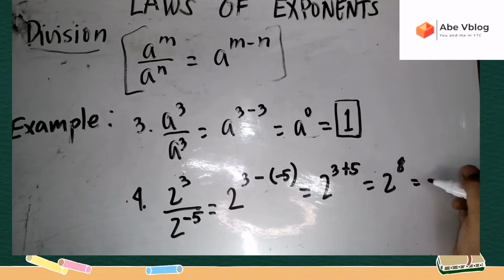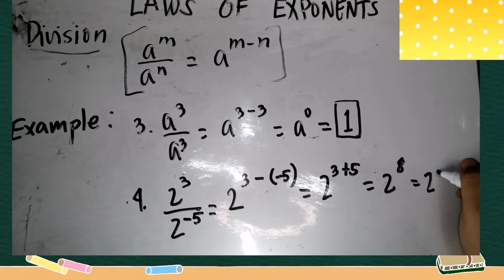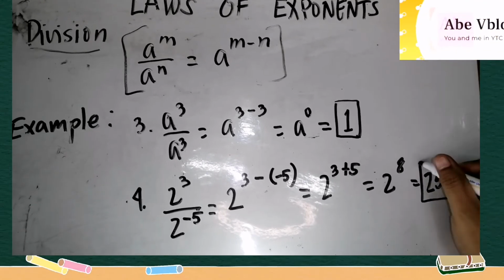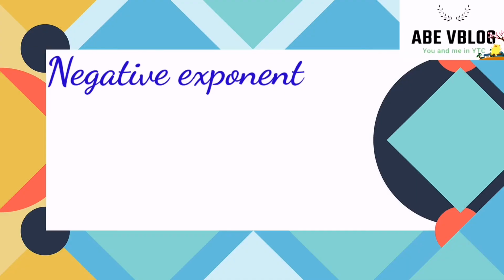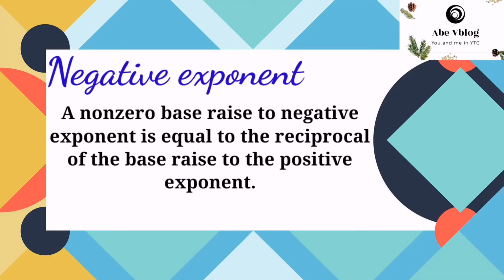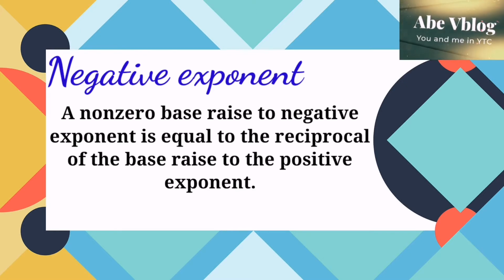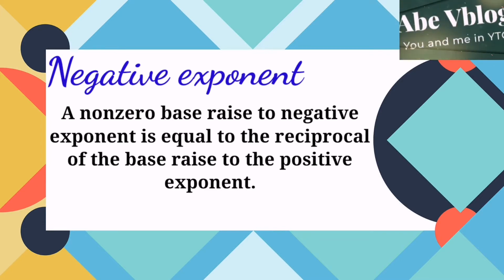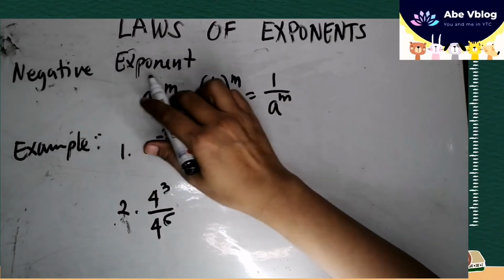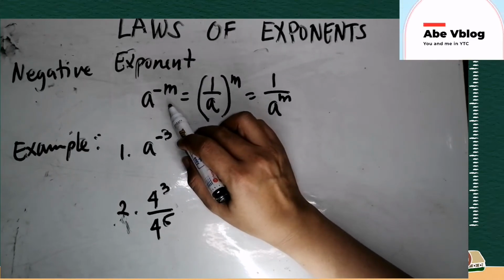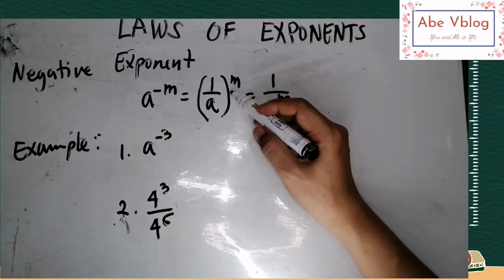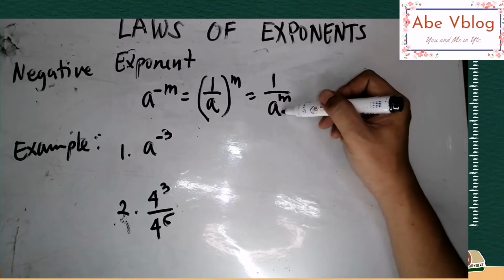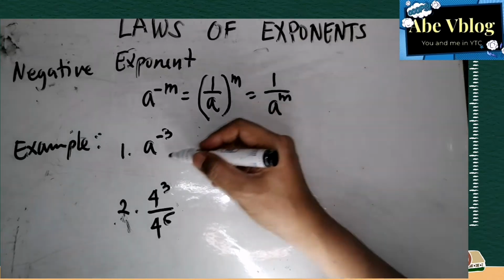Okay? So, that's the answer of the 2 to the 8th power. Then, we multiply the 2 to the 8th power. That's 256. Negative exponent. A non-zero base raised to a negative exponent is equal to the reciprocal of the base raised to the positive exponent. So, a to the negative m is equal to 1 over a, then to the m power. It could be written also as 1 over a to the m power.